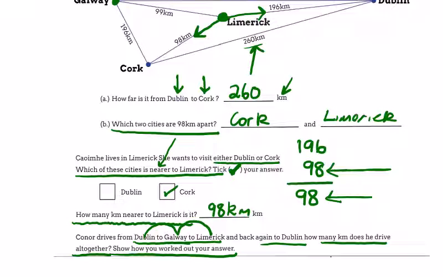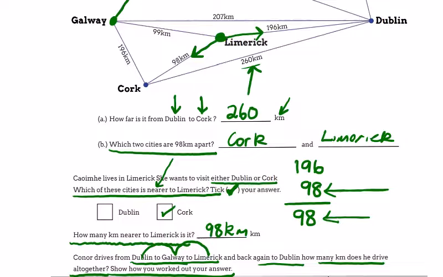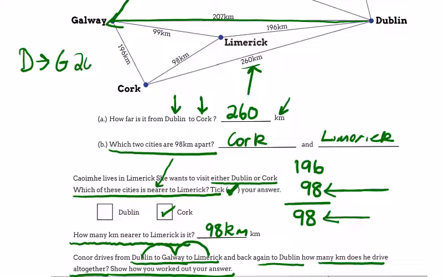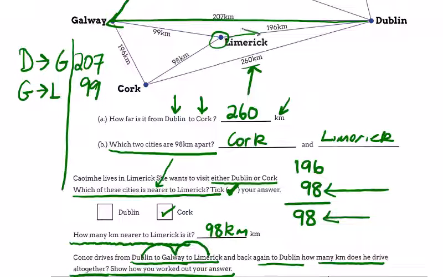Dublin, Galway, Limerick. So again, I would rub out and shorten it down: Dublin to Galway, and write down the information, 207. What does he do next? Well, he's at Galway, and he's going to Limerick. So he's now in Limerick, and that's a distance of 99. And then back to Dublin. So he's at Limerick, so he has to go back to Dublin. So it's just one more trip, Limerick to Dublin, which is 196.